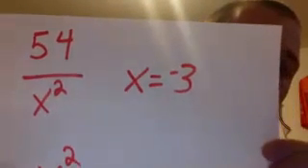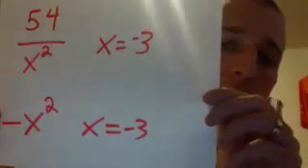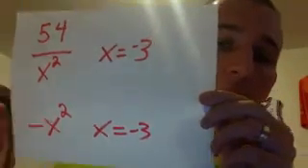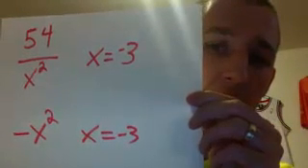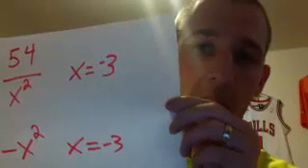And you know what? While you're at it, let's also do another one. Let's do -x squared, and let's also plug in x equals -3 for that one too. Let's just do two problems right off the bat. So again, 54 over x squared for x equals -3, and -x squared, plug in x equals -3. These are the two problems you're going to try. Again, if you have any questions at all, just type into the chat window, and I'm sure that'll work just fine.